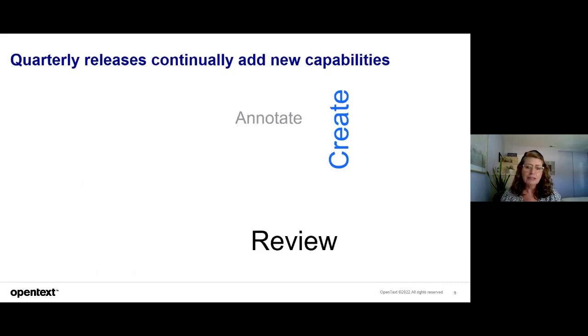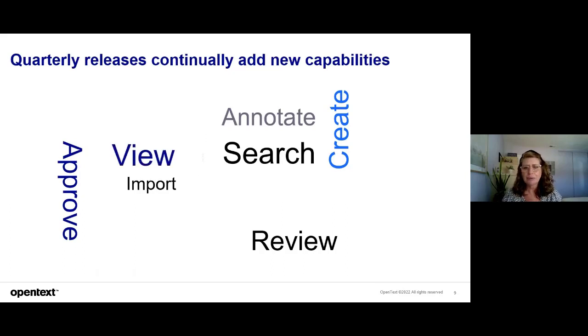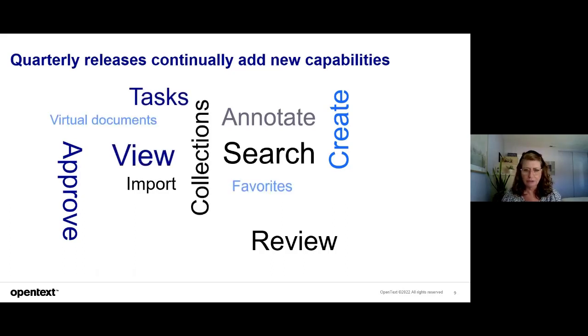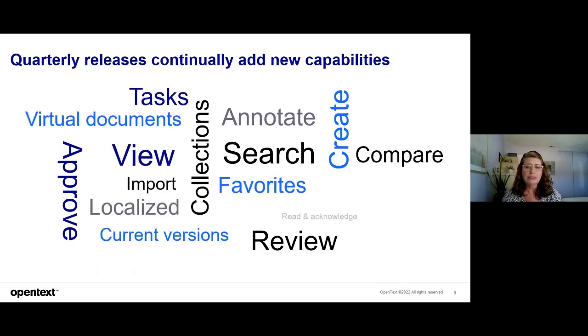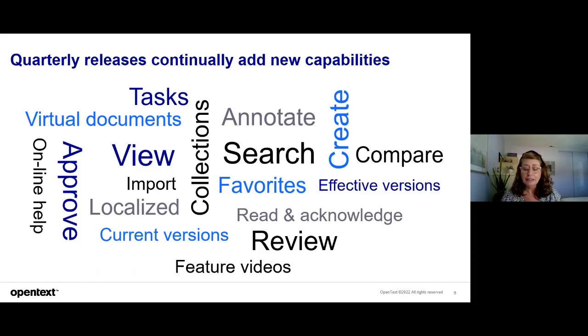Because of the way it's designed and built, new features and capabilities are constantly being added to Life Sciences SmartView. Here are a few capabilities that are available now. The latest release includes new ways to work with virtual documents, including comparing documents side by side with a prior version. And there are new ways to reorder content inside of those virtual documents.